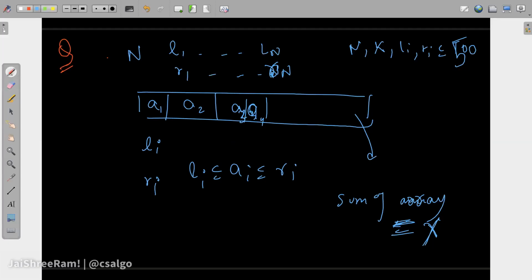So the inputs are n, x, Li and Ri, all Li's and Ri's. Any ideas? What can be the state for this problem?